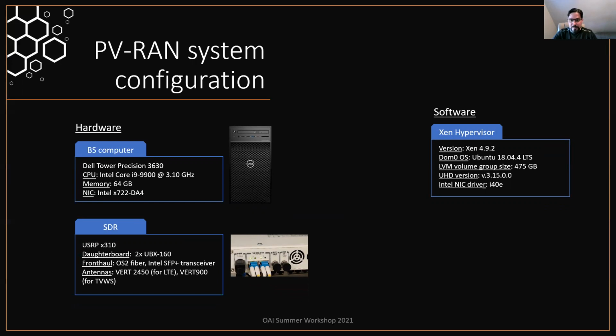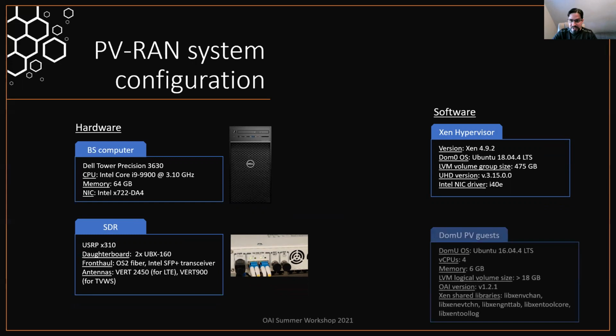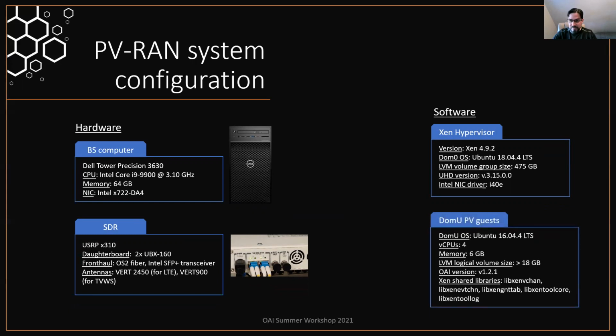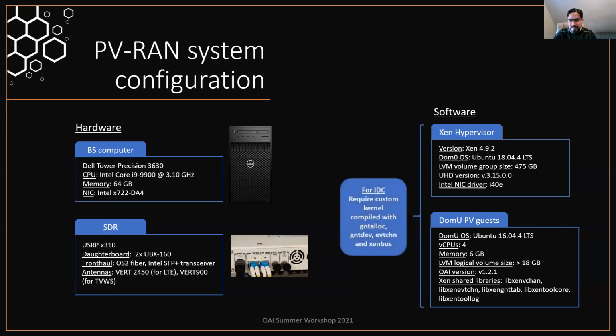Our para-virtualized guests each have 4 virtual CPUs and 6 gig of RAM, and they use OAI version 1.2.1. It has to be noted that domain 0 and the domain Us, the para-virtualized guests, require a custom kernel compiled with specific Xen modules to allow interdomain communication.